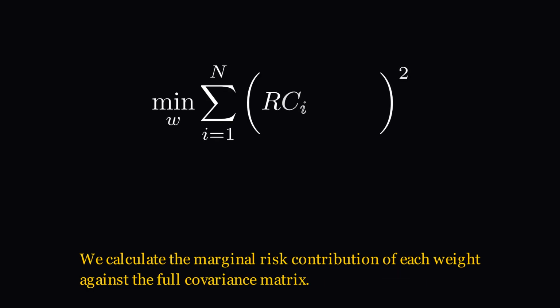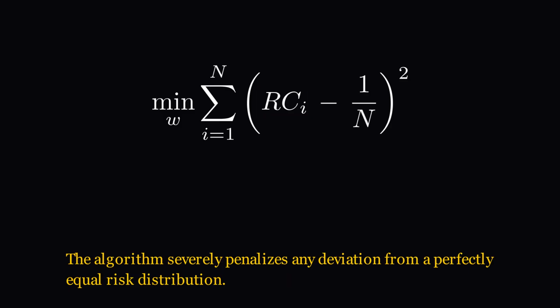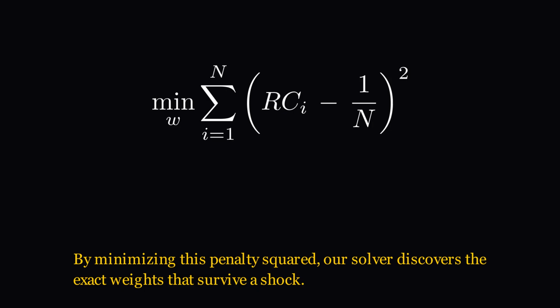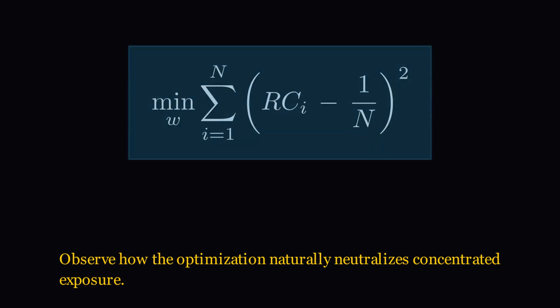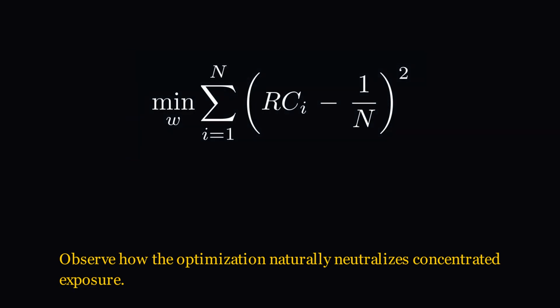Mathematically, we define a minimization objective function. We calculate the marginal risk contribution of each weight against the full covariance matrix. The algorithm severely penalizes any deviation from a perfectly equal risk distribution. By minimizing this penalty squared, our solver discovers the exact weights that survive a shock. Observe how the optimization naturally neutralizes concentrated exposure.